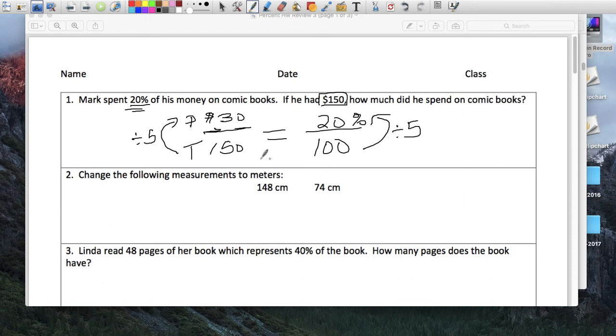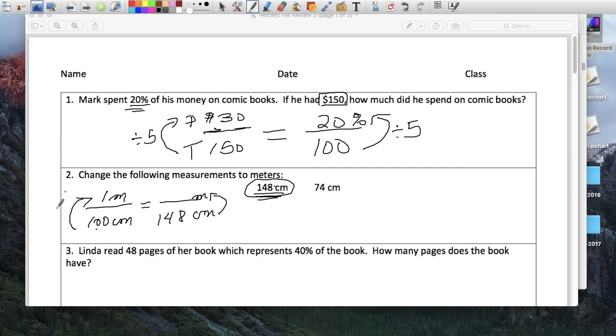Okay. Change the following measurements to meters or to centimeters. To meters. So let's take care of the first one over here. We know that 1 meter is 100 centimeters. There's my proportion. On the other side, I'm going to write meters on top, centimeters at the bottom. What do we know? We know that it's 148 centimeters, right? So we want to change this to meters. So we're going this way. There is a very simple relationship. How does 100 become 1? Divided by 100. So on this side, it's also going to be divided by 100.